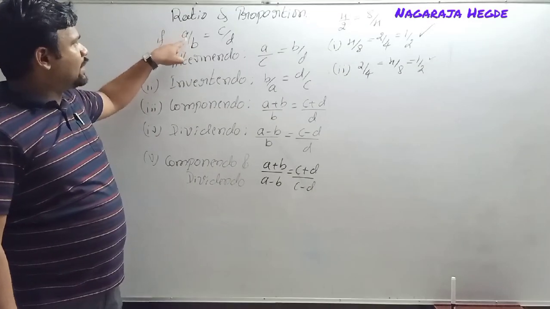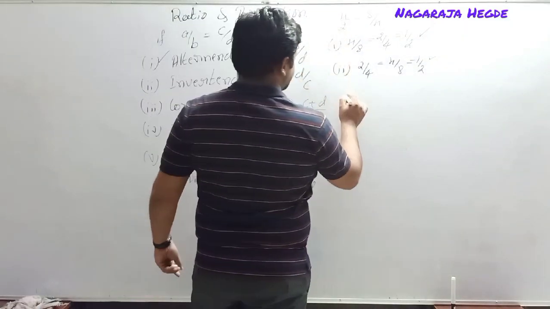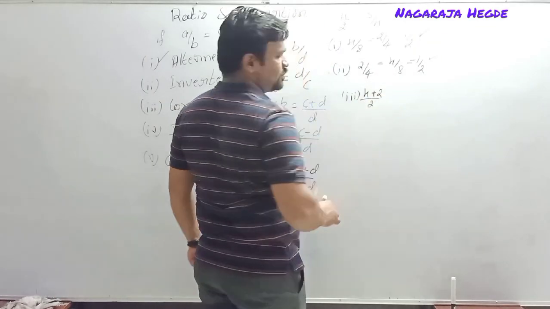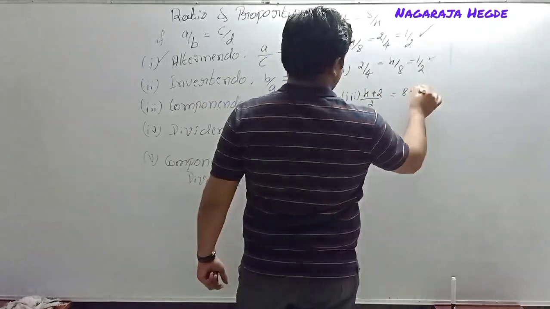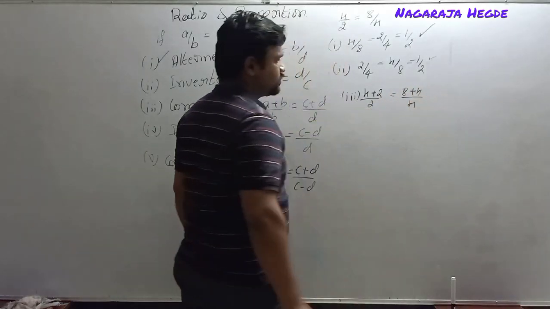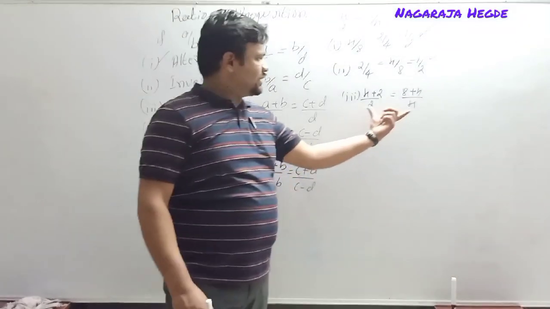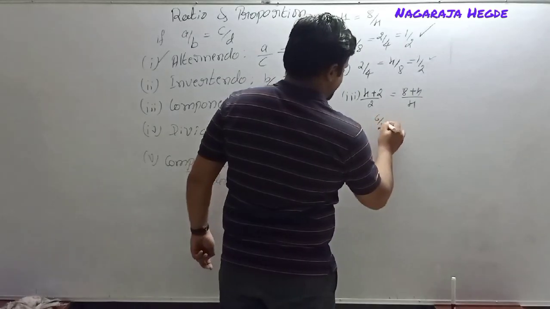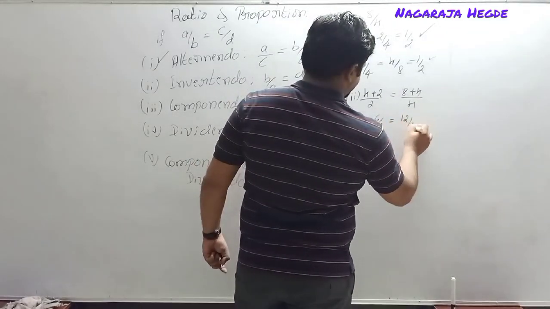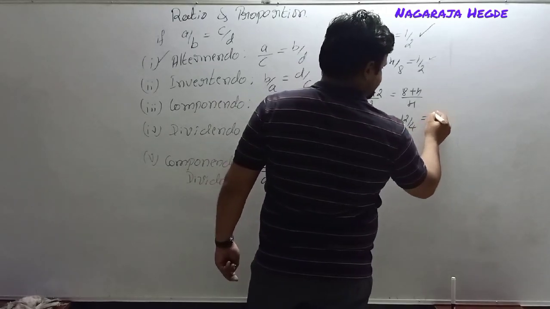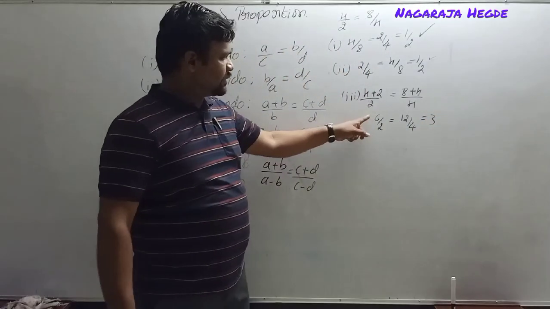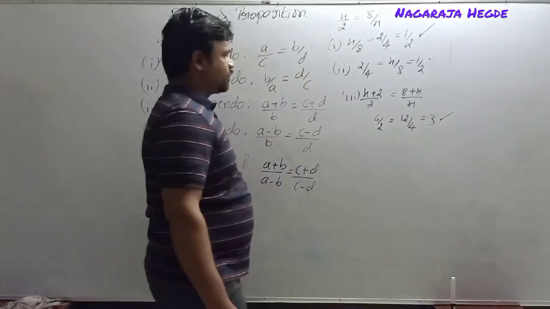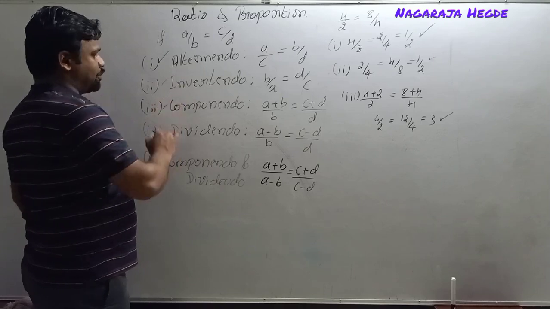What about componendo? To the numerator, add the denominator. That is 4 plus 2. Third one: 4 plus 2 divided by 2. Can you say that this is the same as 8 plus 4 divided by 4? Whether this proportion is true? Let us check it. What is 4 plus 2? We can write 6. 6 by 2 equals 12 by 4. I think both are the same as 3. 6 by 2 is 3. 12 by 4 is also 3. So this is also verified. So invertendo verified, componendo verified.